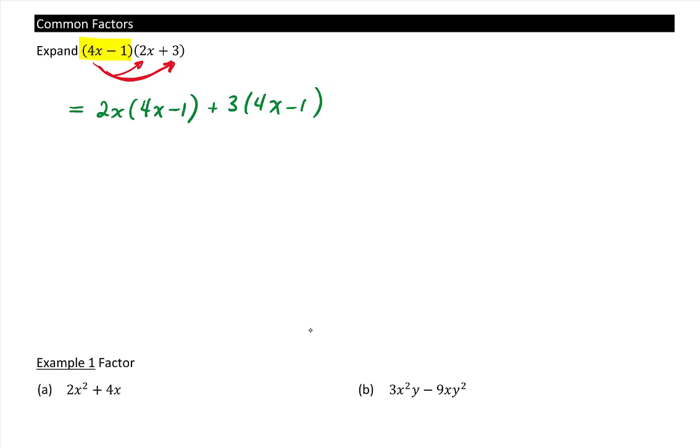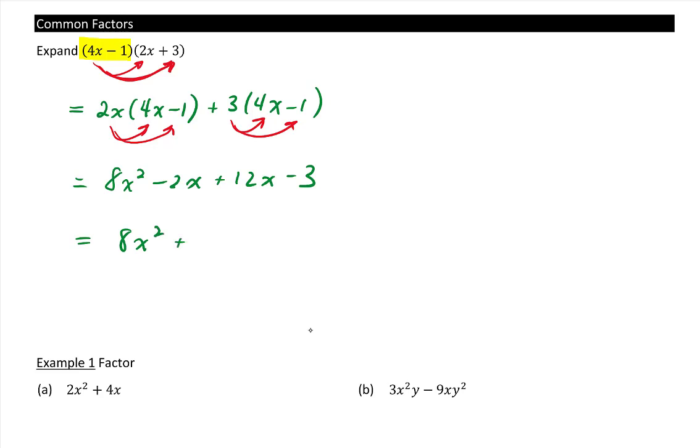Next step is to distribute again. So take the 2x times the 4x, the 2x times the minus 1, the 3 times the 4x, and then the 3 times the minus 1. So what we have now is 8x squared minus 2x plus 12x minus 3. And if we collect our like terms, we get 8x squared plus 10x minus 3.